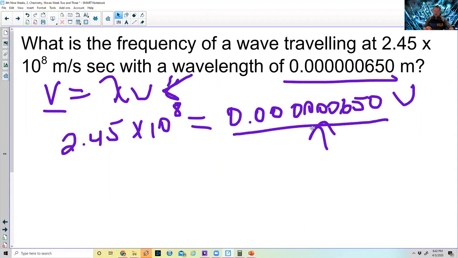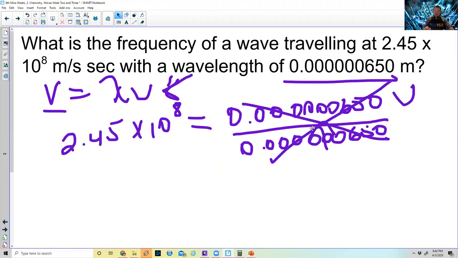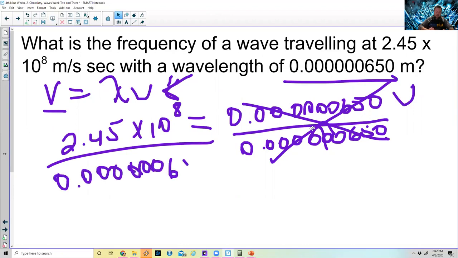We're going to divide this by itself, and that cancels that out because when you divide by yourself, it cancels out. But whatever I do to this side, I have to do to the other side. So I'm going to divide by 0.000000650, and I'm going to come out with a really large number.